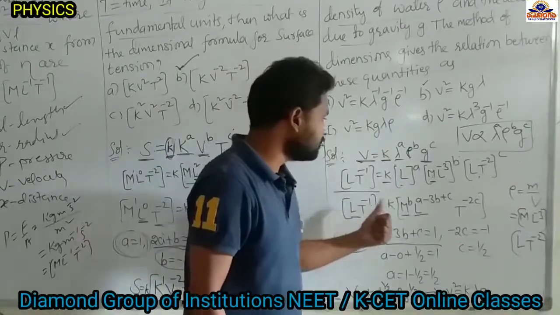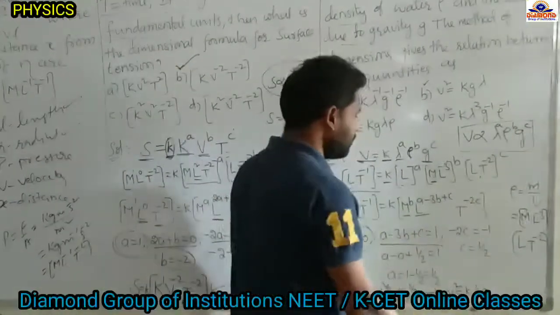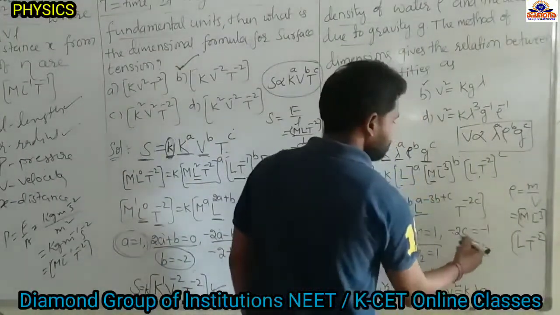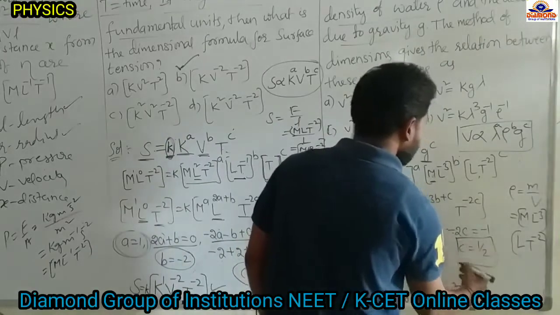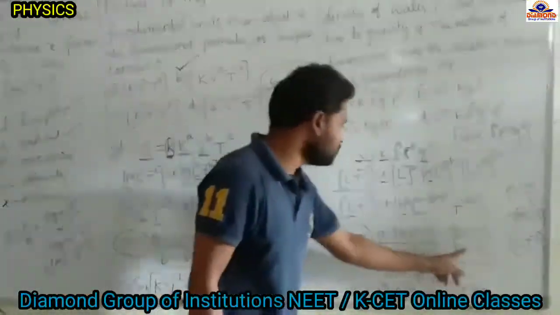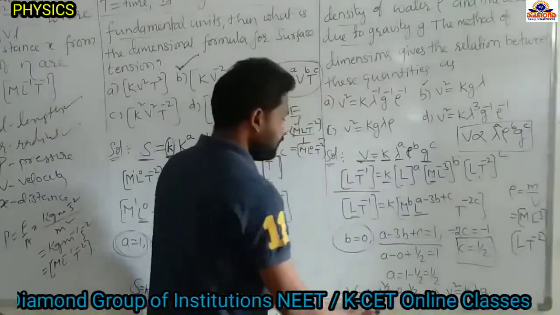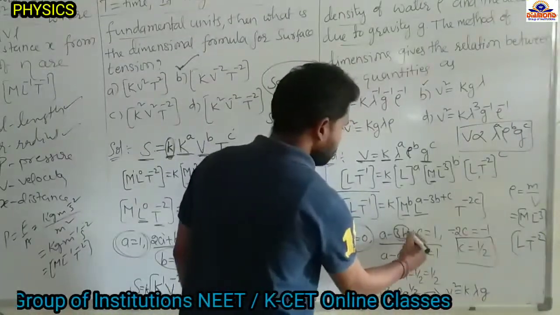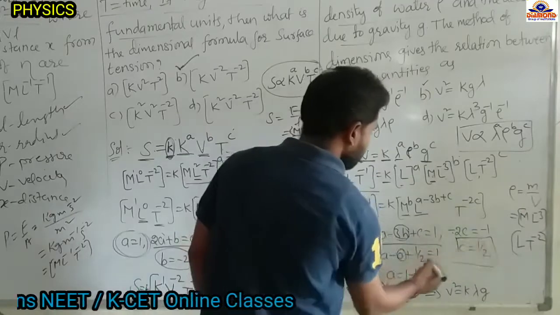Next compare the powers of the time. Here left side minus 1 and right side minus 2c is there. Equate this one: minus 2c equal to minus 1, minus will be cancelled, c equal to 1 by 2. b equal to 0 and c equal to 1 by 2, and substitute these two values here, we will get the a value. So a minus b value is 0, this term will become 0, and c value is plus 1 by 2.